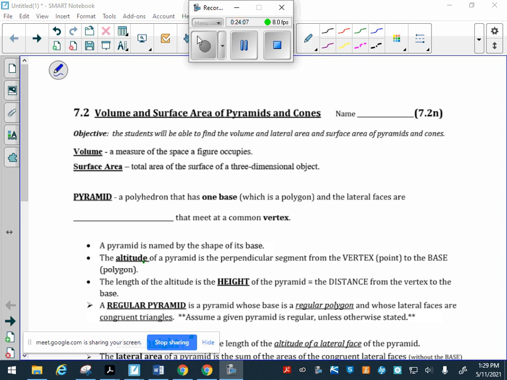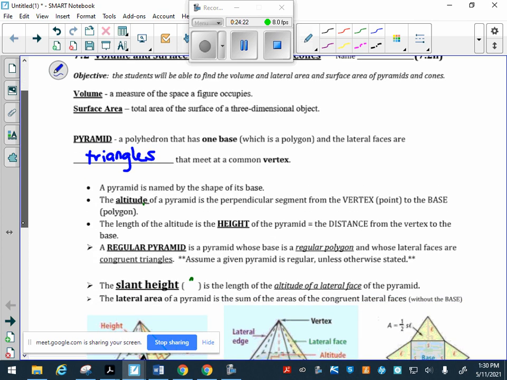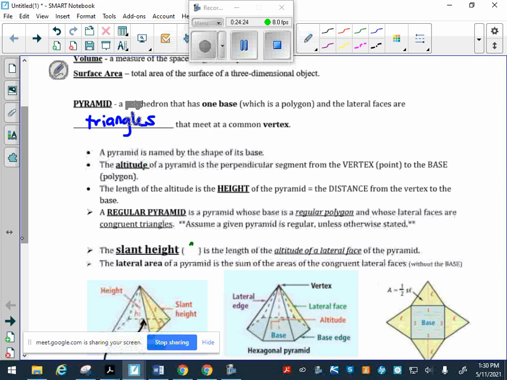These are lateral faces. What shapes are they? Triangles, right? So instead of being connected by quadrilaterals like prisms, these are pyramids. So they have triangles on the sides, and they meet at a point at the top. Just like prisms, a pyramid is named for the shape of its base. So if it has a hexagon as a base, it's a hexagonal pyramid, etc.